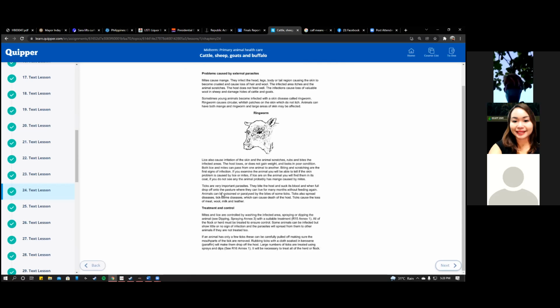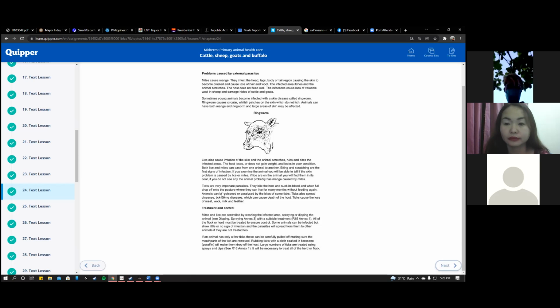So next, lice also cause irritation of the skin, and the animal scratches, rubs, and bites the infected areas. The host loses or does not gain weight and looks in poor condition. Both lice and mites can pass from one animal to another. Biting and scratching are the first signs of infection.